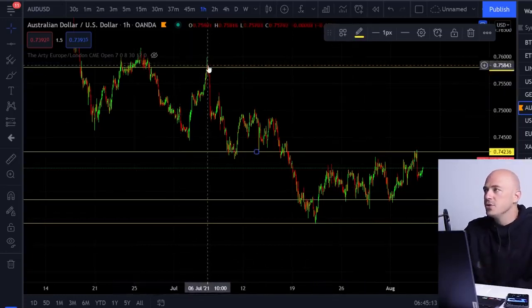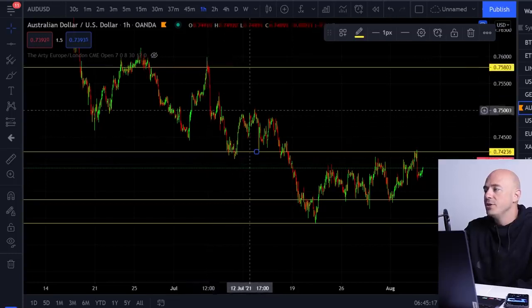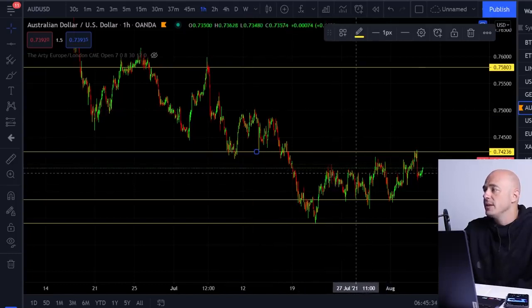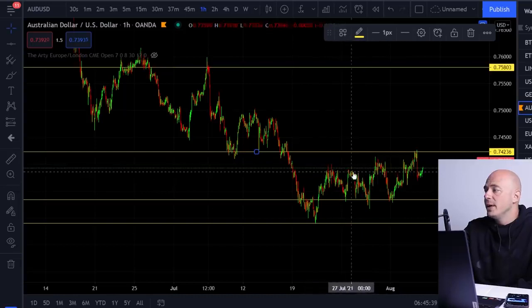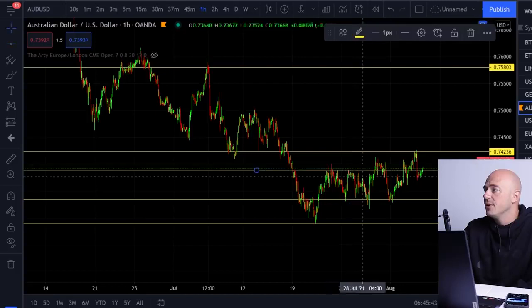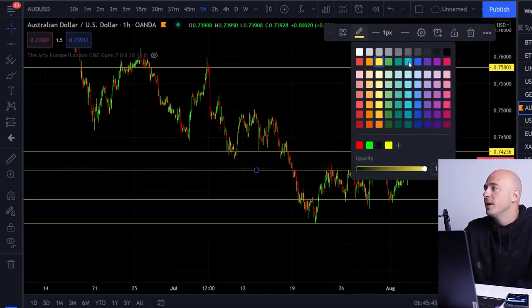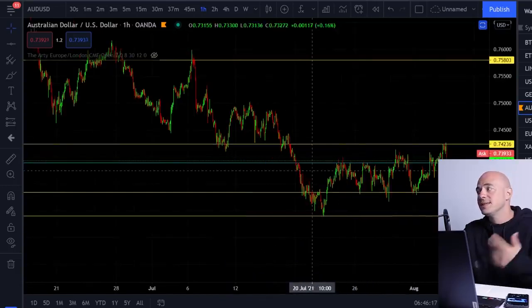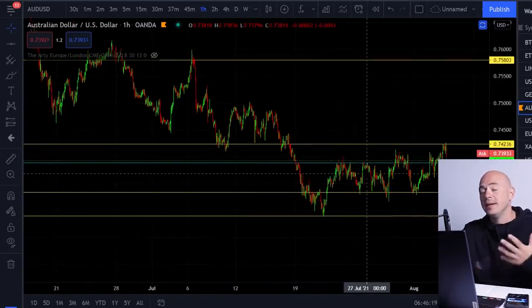You're literally just drawing lines at where the price had major pullbacks or major spikes up. Also, it's important to keep in mind small levels of consolidation. As you can see, we had a level here where the price did not want to get past this point. So what you can do is draw another line right here, but make it a different color, showing that it's not a major level of support and resistance. It's simply a zone that you want to keep in mind.